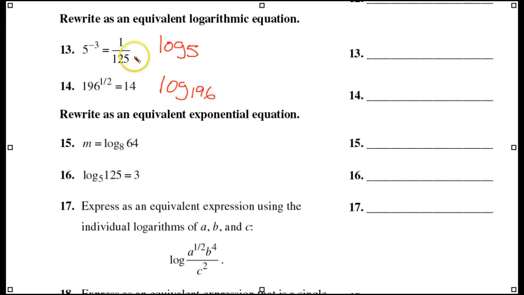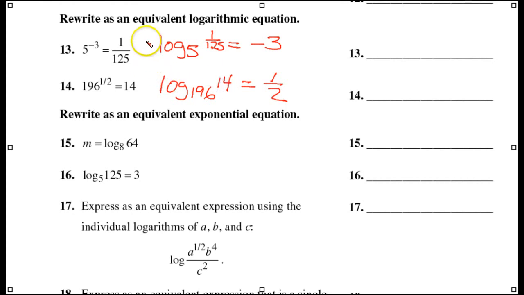196. Now remember, our log is going to equal the exponent. So what's the exponent here? Well, -3. What's the exponent here? 1/2. Now, what's the answer? Here it's 1/25. 1/25. And here it's 14.